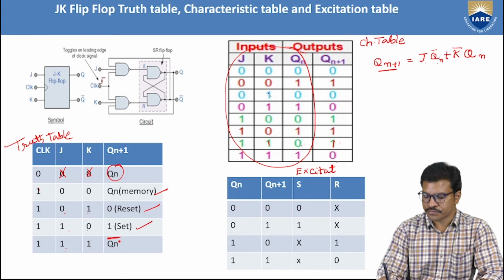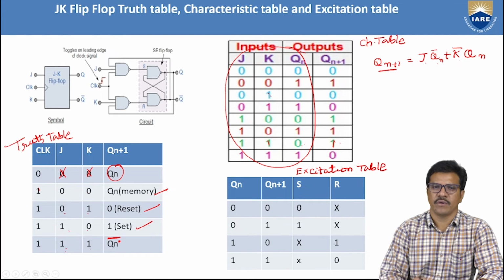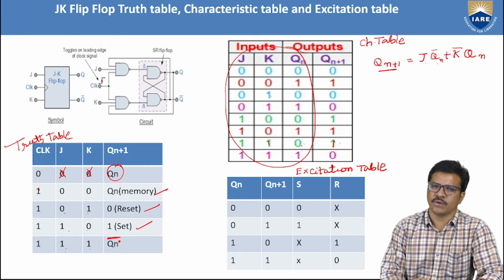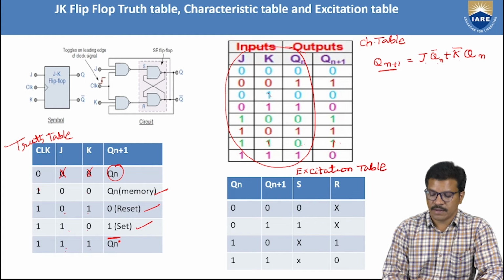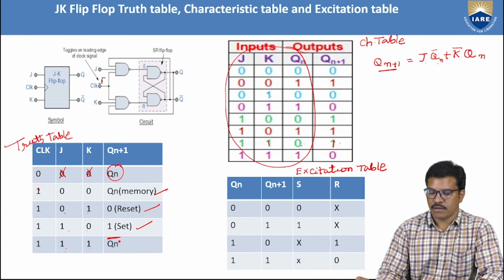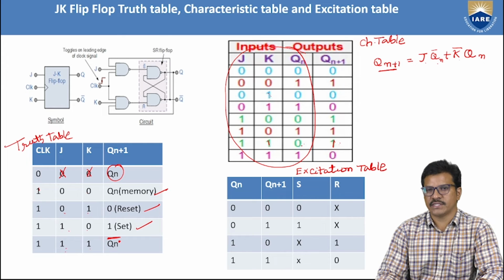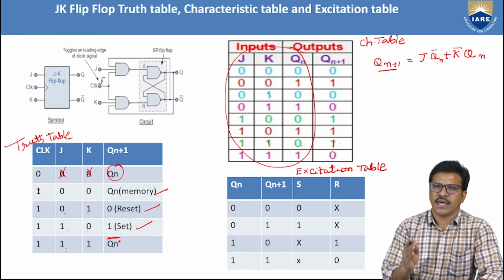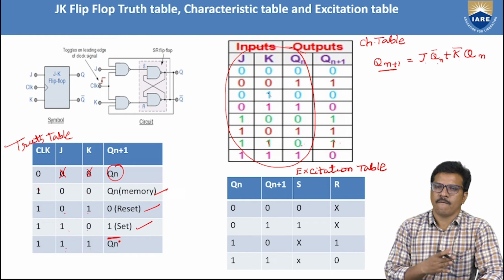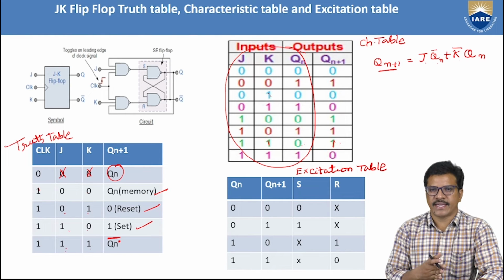Excitation table for JK flip flop. We can similarly here also, as we can see in the SR flip flop, the same principle we can apply for the JK flip flop. The excitation table has present state, next state, and on the other side, inputs.